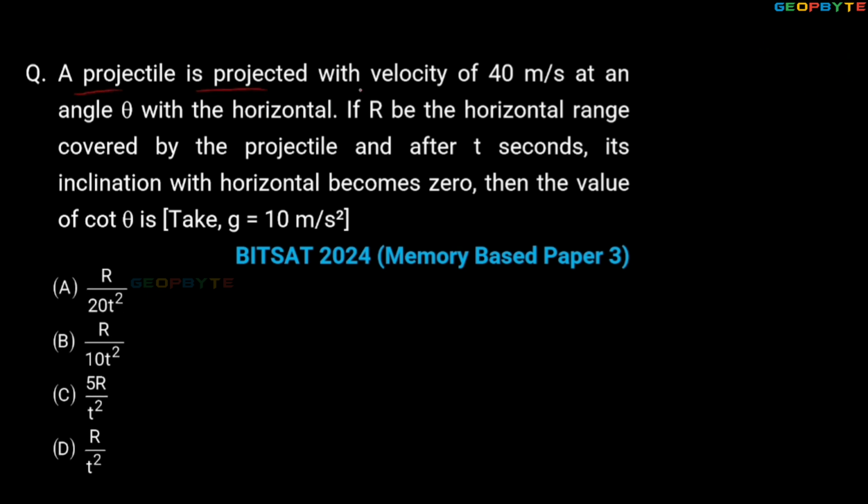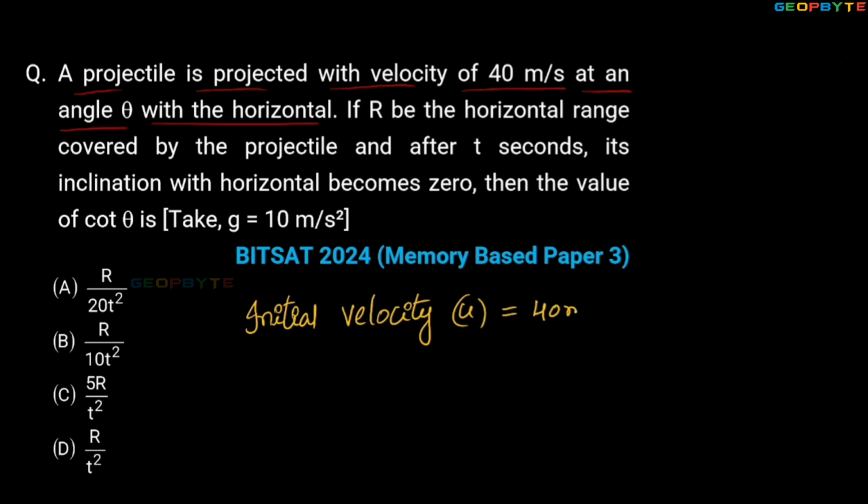A projectile is projected with a velocity of 40 meter per second at an angle theta with the horizontal. It is given that initial velocity u is 40 meter per second, and the projectile is making an angle theta with respect to horizontal. If r is the horizontal range covered by the projectile, and after t seconds its inclination with the horizontal becomes zero.